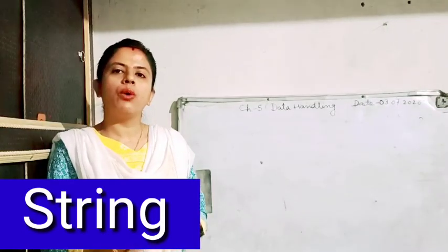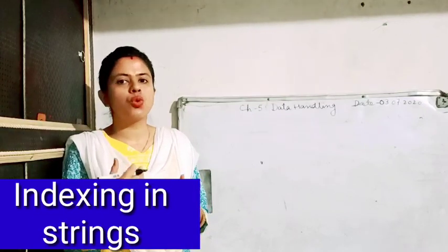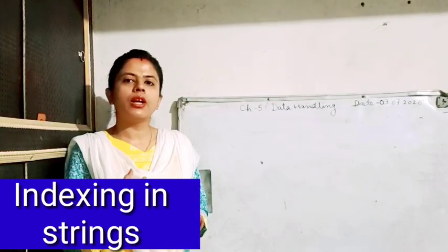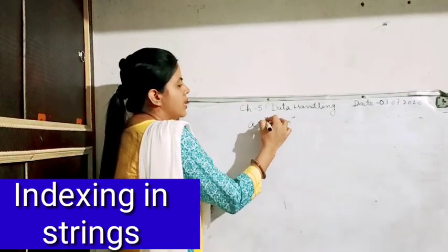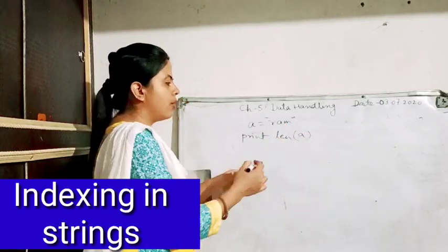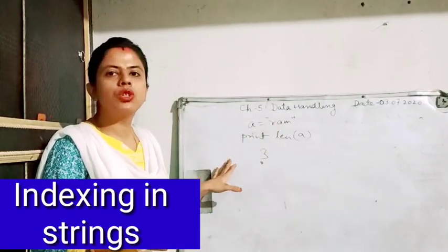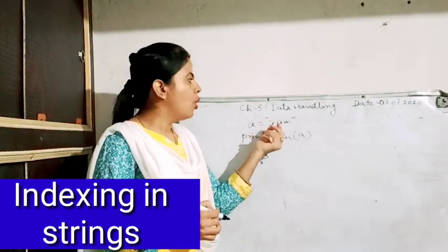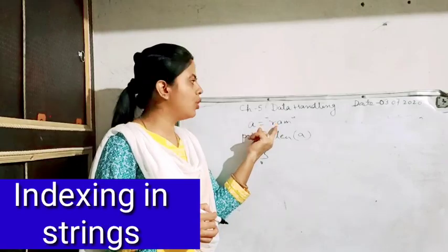Okay, so as we now know how we can store strings in Python, I want to tell you how strings are stored in the memory of Python, and how they can be accessed with a particular position. As we have learned, to find out the length of the string, suppose I have written here a is equal to Ram, and I want to find out the length of the string, so I can use the len function. It will give me the answer as 3. Okay, so this I have told you earlier.